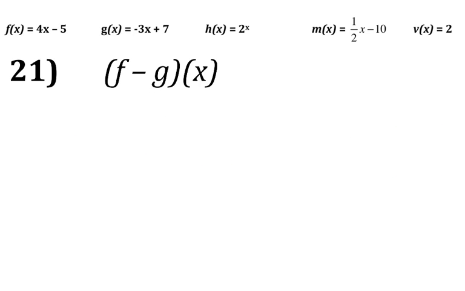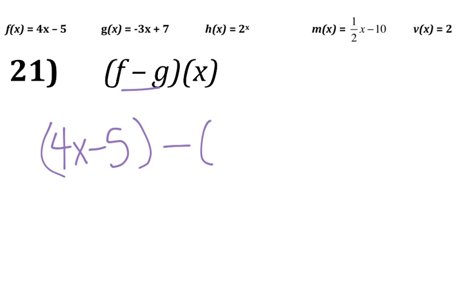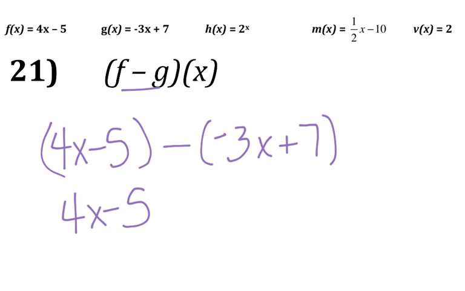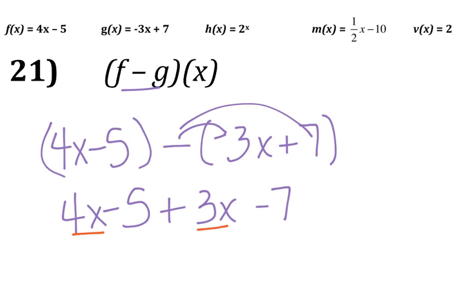Number 21, f minus g. So I'm going to take f of x and I'm going to subtract g of x. Parentheses are really helpful in this situation because when you subtract the -3x plus 7, you have to subtract all of it. So I'm going to say minus a -3x minus 7. If you don't do that, you're going to get the signs wrong. So 4x and 3x is 7x, and -5 and -7 is -12.